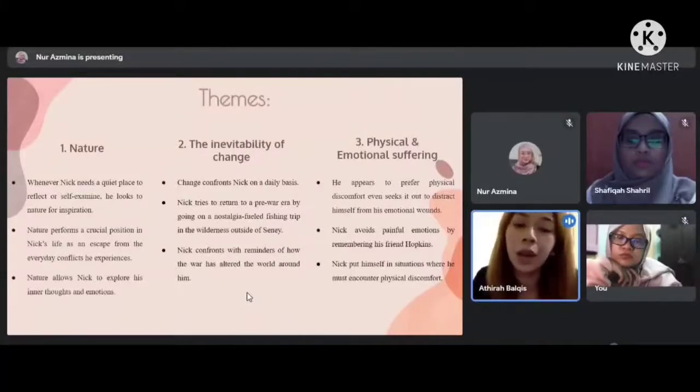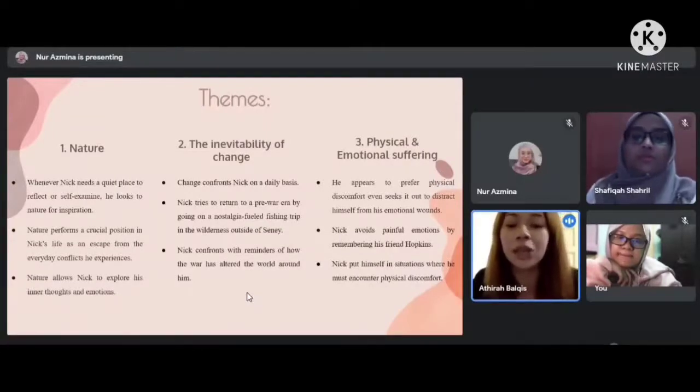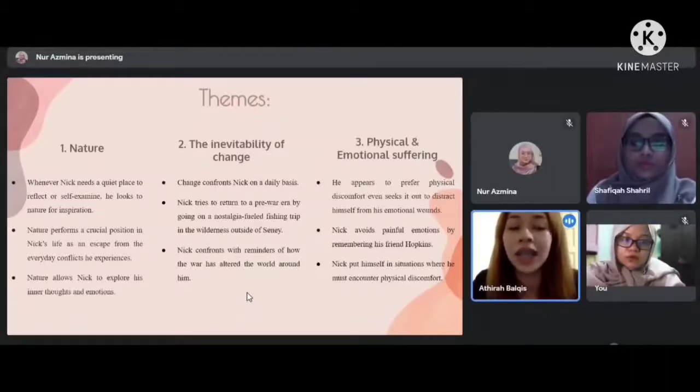Though the environment softens as the story progresses, Nick seems to intentionally put himself in a situation where he must encounter physical discomfort so it can distract him from his thoughts. Okay, that's all from me.